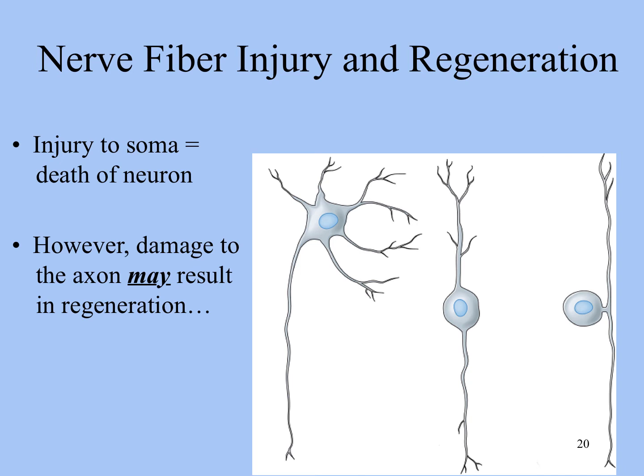When a nerve fiber or nerve cell is injured, whether it dies or regenerates is dependent upon where the injury actually occurs. If we have an injury to the soma, in other words, the cell body, where the nucleus and all the major organelles of a neuron are housed, that will result in death of the neuron. All right, you're going to lose that neuron forever. You're not going to be able to get it back.